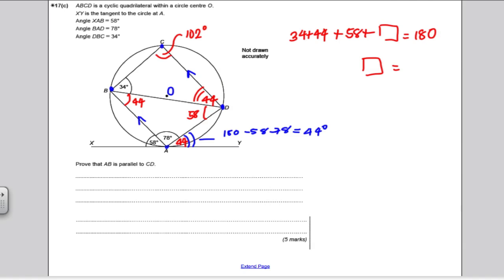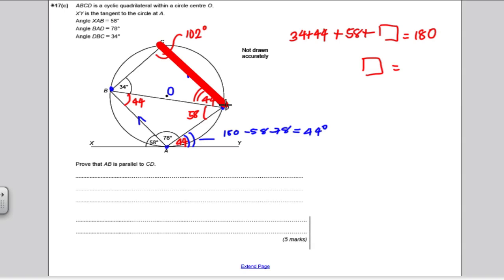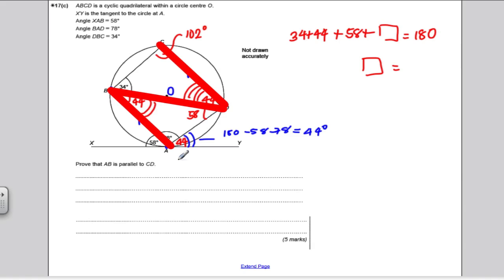Okay, now let's just have a think about what we've shown. We have therefore shown the following. Imagine that line there, that's CD, and that's BA, and we've sort of created ourselves a Z angle, or an alternate angle. Now this angle here is 44 and this angle is 44. So therefore we know that this line must be parallel to that line.